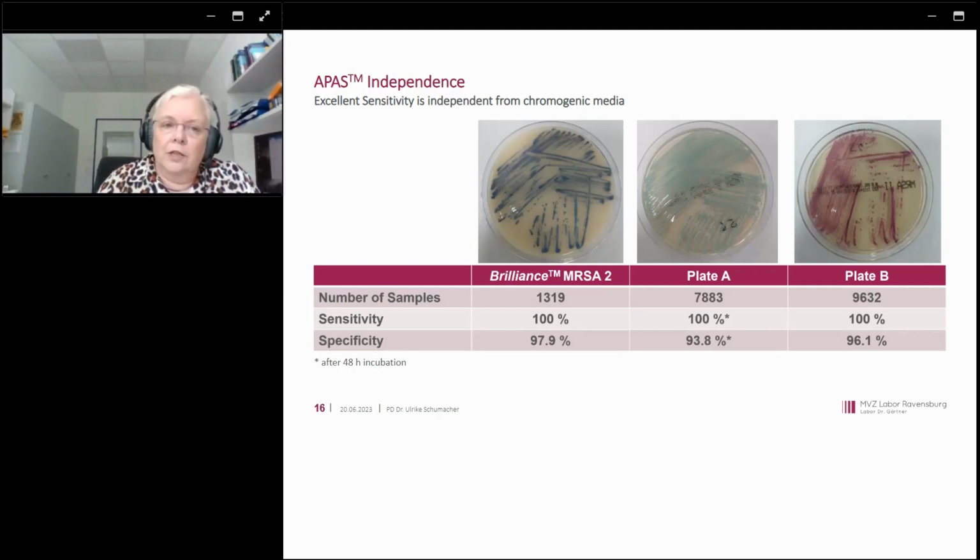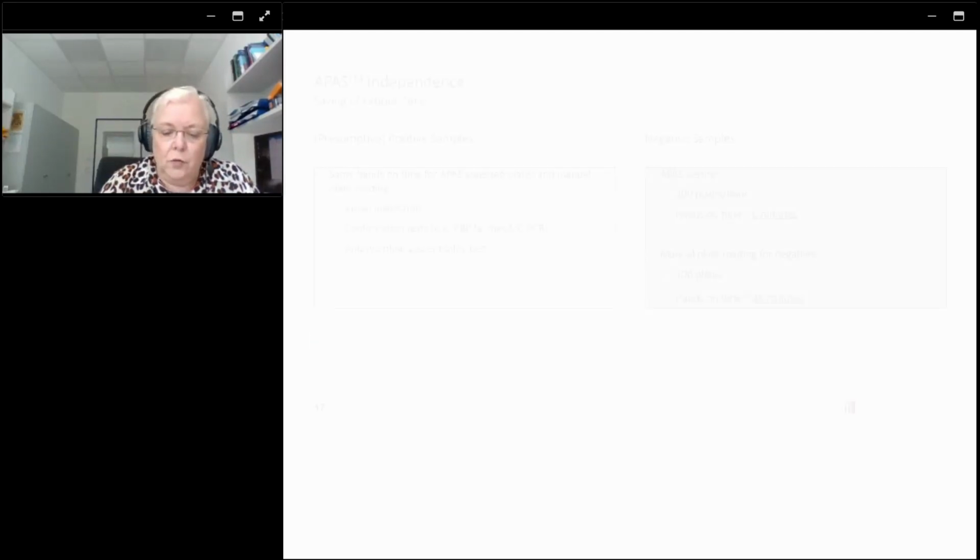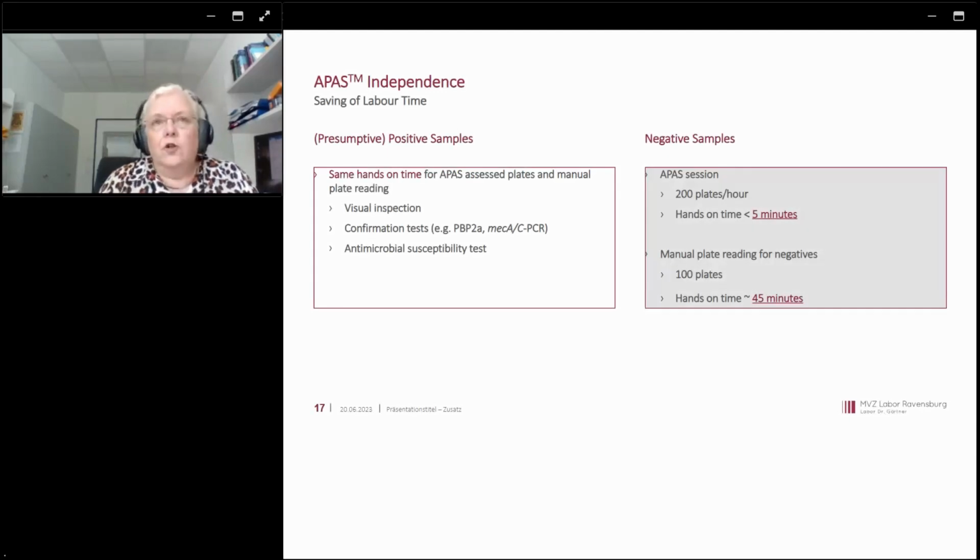And now important, what does it mean from a time-saving point of view? The handling time of true or presumptive positive samples is the same for EPIS-read or visually inspected plates. You have to have a visual inspection, then you perform confirmation tests or an antimicrobial susceptibility test. The really important saving of time happens with the negative plates.